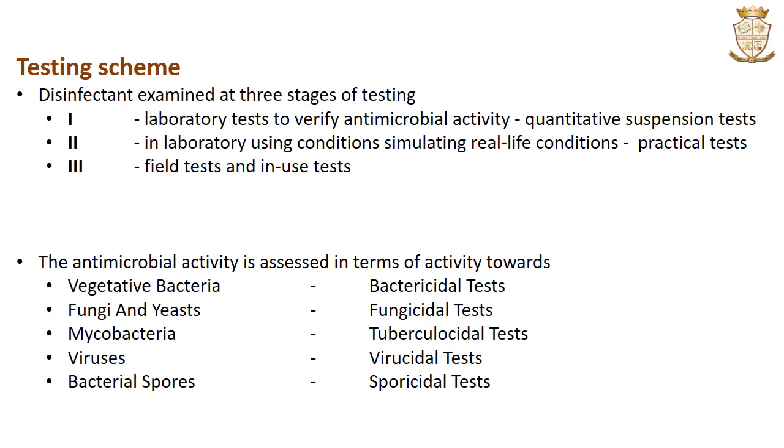The antimicrobial activity of a disinfectant is assessed in terms of activity towards vegetative bacteria. If it has activity against vegetative bacteria, it is determined by a bactericidal test. Activity towards fungi and yeast is determined by performing a fungicidal test. Activity against mycobacteria is determined by performing a tuberculocidal test. Virucidal tests are performed to evaluate the antiviral effectiveness of the disinfectant. And sporicidal tests are performed to find out whether the disinfectant has activity against spores of bacteria.